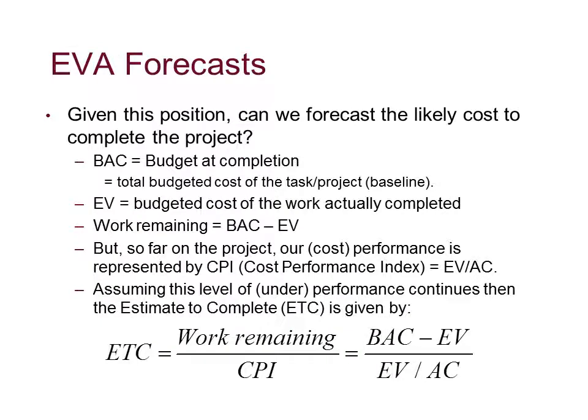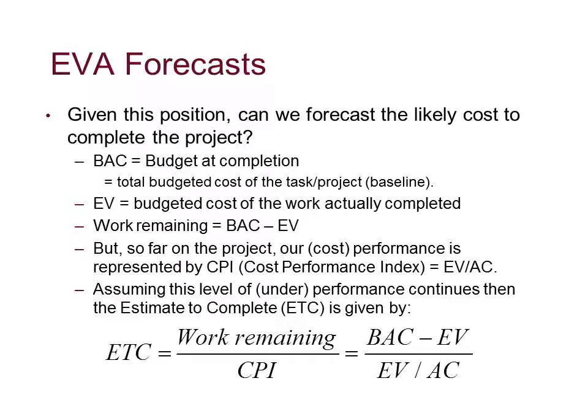Now that's not all we can do. What we can also do is forecast into the future. So given this position, can we forecast the likely cost to complete the project? Useful bit of information. We can report that back to our senior management, maybe use it to acquire additional resource which you might want, all sorts of things we can do with it. So the budgeted completion, the amount we expect to spend at the completion of the project, is the total budgeted cost of the task or project. In other words, the baseline.